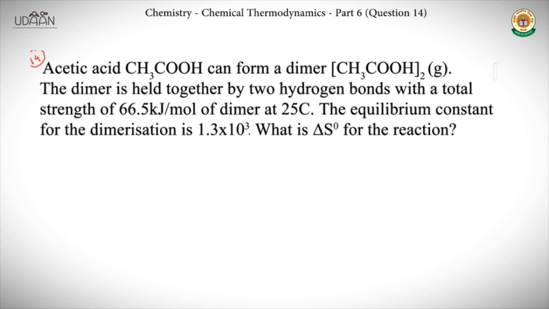It's time for us to take up the last and the 14th question. Acetic acid, which is CH3COOH, can form a dimer, which is (CH3COOH)2, in gaseous form. The dimer is held together by two hydrogen bonds with a total strength of 66.5 kilojoules per mole of dimer at 25 degrees centigrade. The equilibrium constant for the dimerization is 1.3 into 10 to the power 3. What is the delta S naught for the reaction? So in this question they gave us that acetic acid is forming a dimer, right?